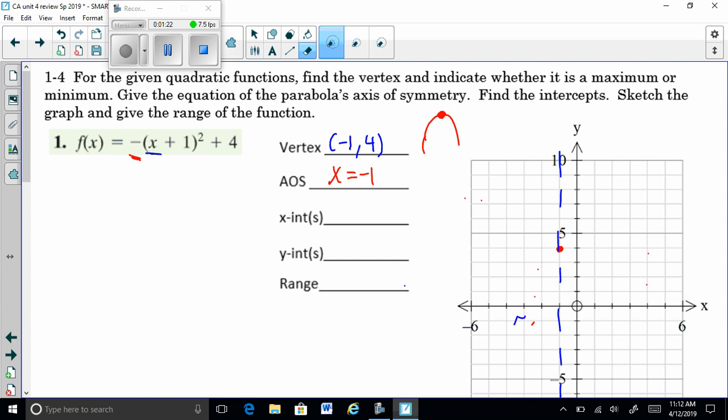Oops. My eraser's not working. There we go.